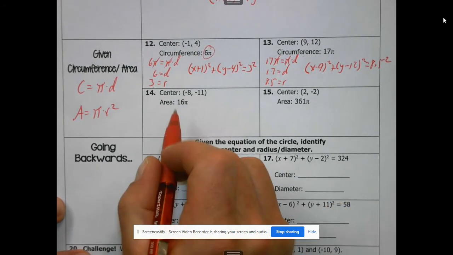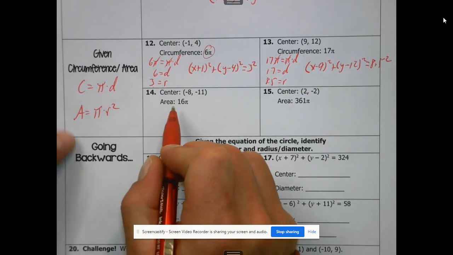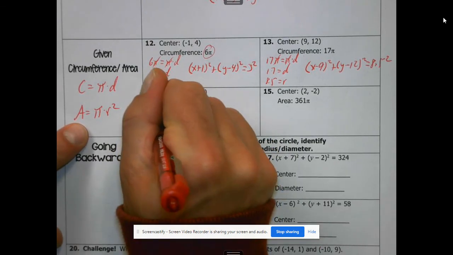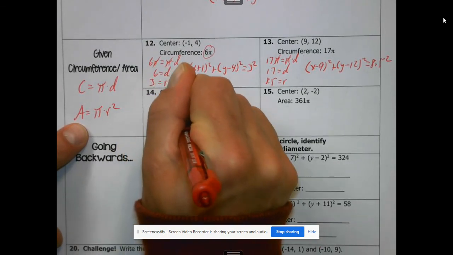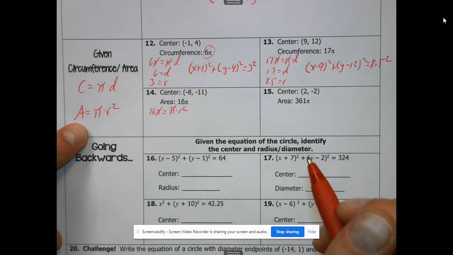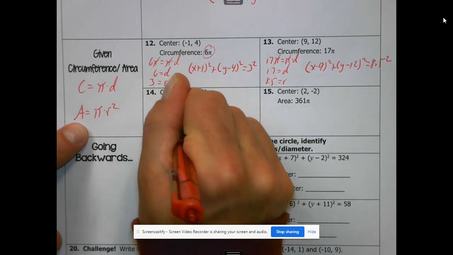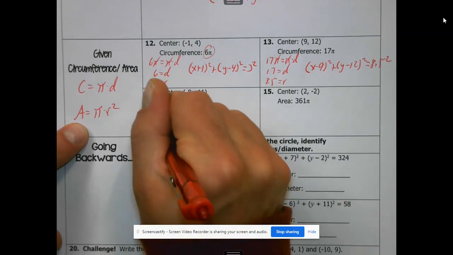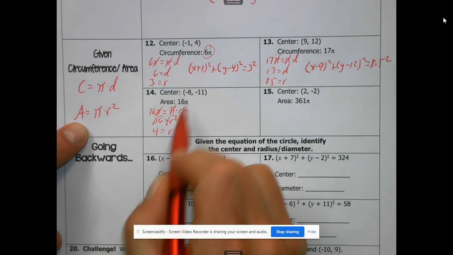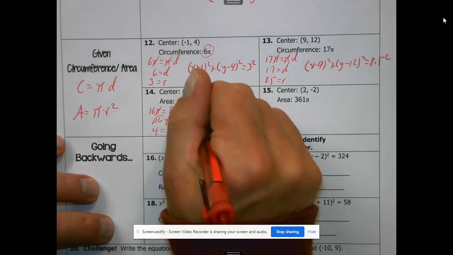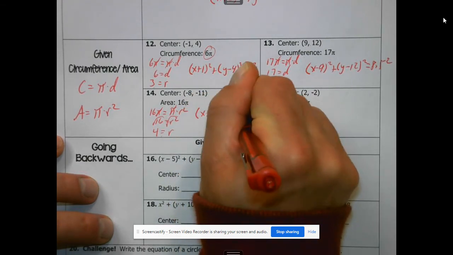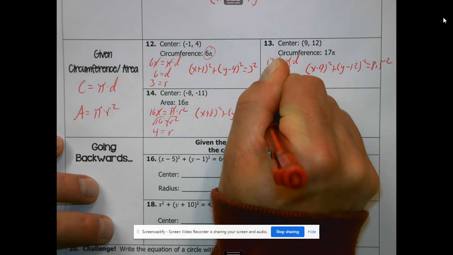All right, 14. I give you the area. So in the area formula, plug this in for the area, solve for r. 16 pi equals pi times radius squared. Divide by pi, they cancel out. You have 16 equals radius squared. Square root to get rid of the square. Radius is 4. There's your center. There's your radius. Plug it into the equation. Both negative numbers, so both pluses. X plus 8 squared. Y plus 11 squared equals 4 squared.